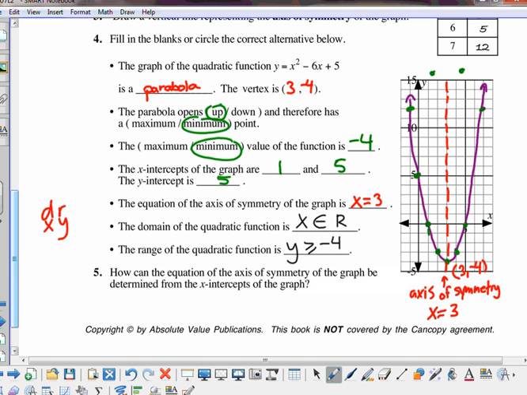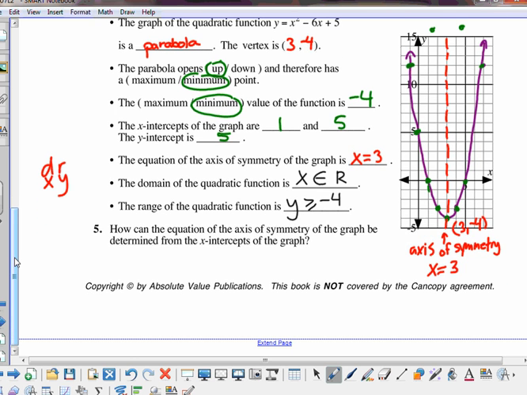Okay, I'm going to show you another way to get your axis of symmetry. We can use our x-intercepts. Because it's symmetrical, if we average the x-intercepts, that's going to give us the middle point, because our axis of symmetry is always halfway between our x-intercepts. So what were our values for our x-intercepts? 1 and 5. So how do you average two numbers? Add them together and divide by 2. So 6 over 2, or 3. So x equals 3, right?